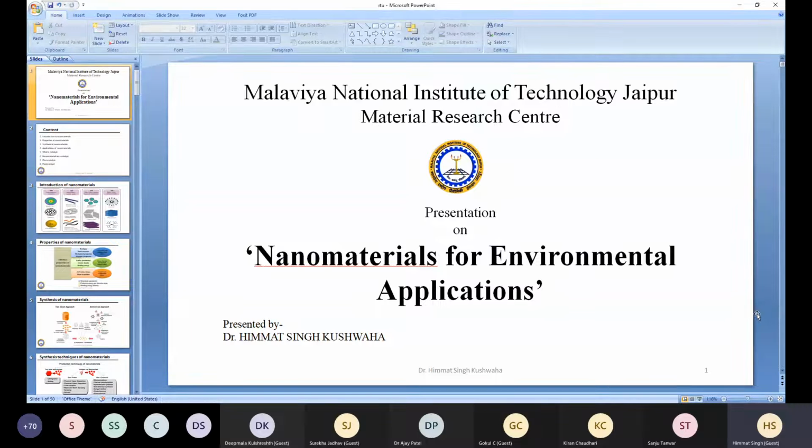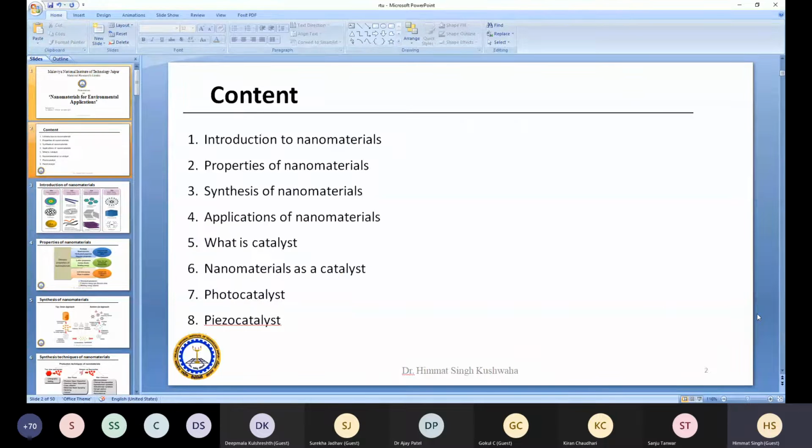Okay. So good morning, all the participants. This talk is based on the application of nanomaterials for environmental aspects like pollutant remediation or sensing. The contents of this talk are mainly an introduction about nanomaterials, the properties of nanomaterials, the common synthesis routes, and then their applications.